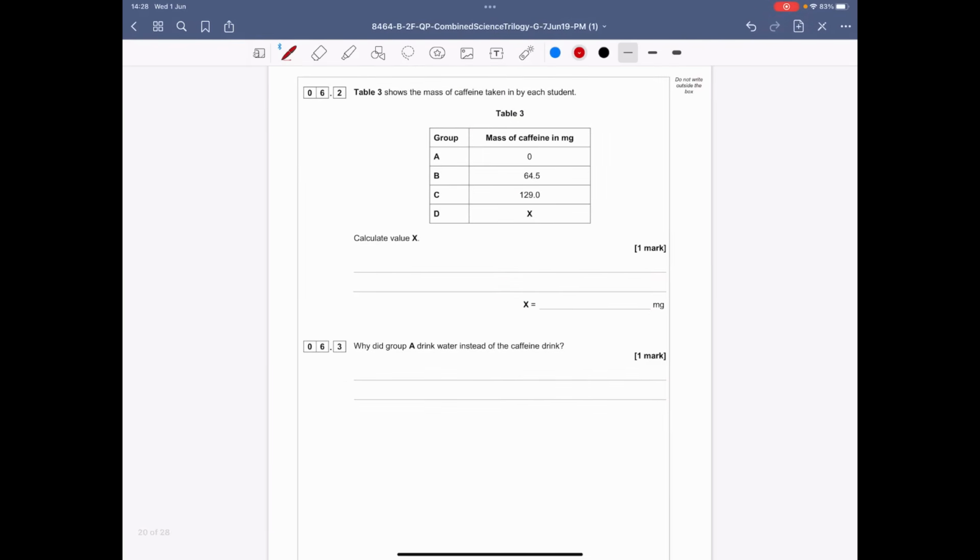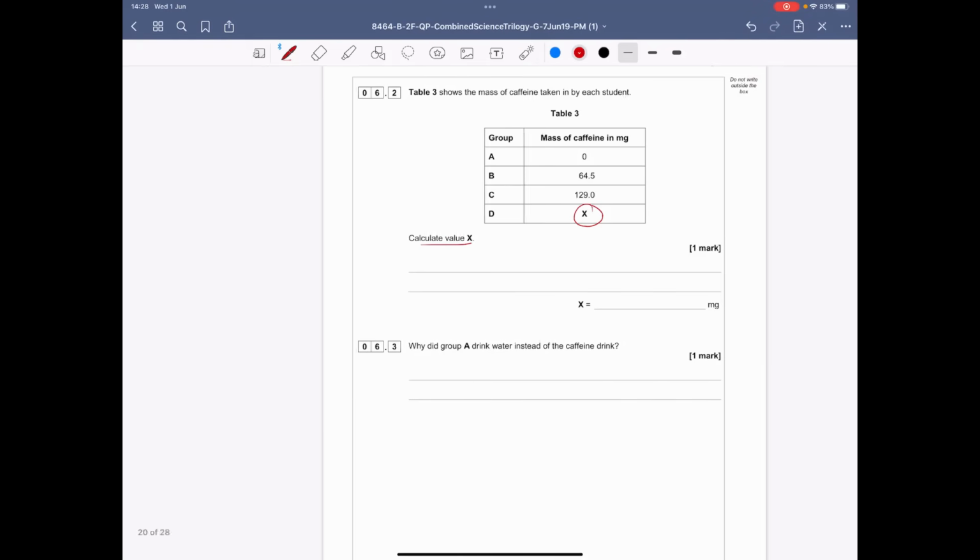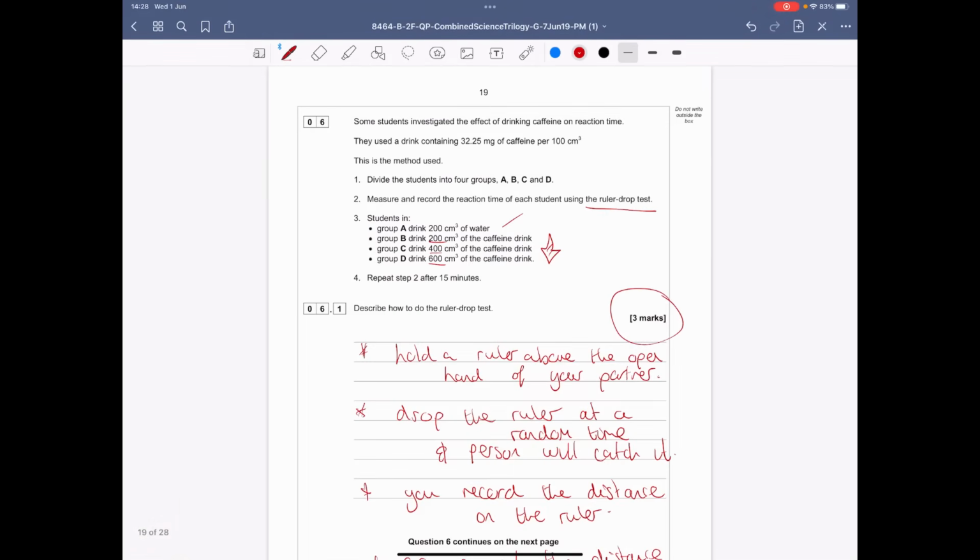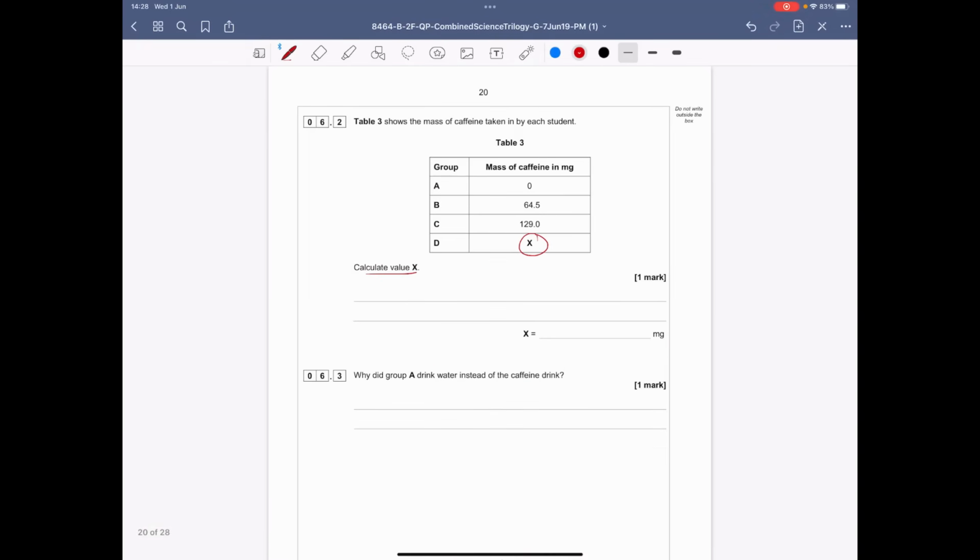Question 6.2. Table 3 shows the mass of caffeine taken in by each student. So you've got A, B, C, and then D is X. Calculate value X. Well, we've been told, if we go back to the question, that it's going up by 200 centimetre cubed each time. So therefore, you're adding the same amount of caffeine as you go up the group.